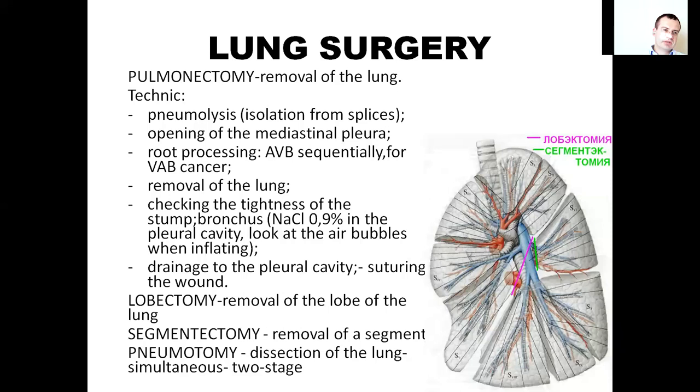Lung surgery. Pulmonectomy, the removal of the lung, technique: pneumolysis, isolation from the spleen, opening of the mediastinal pleura, root processing, artery, vein, bronchus sequentially, removal of the lung, checking the tightness of the bronchial stump, drainage of the pleural cavity, suturing the wound. Lobectomy, removal of a lobe of the lung. Segmentectomy, removal of a segment. Pneumotomy is the dissection of the lung.